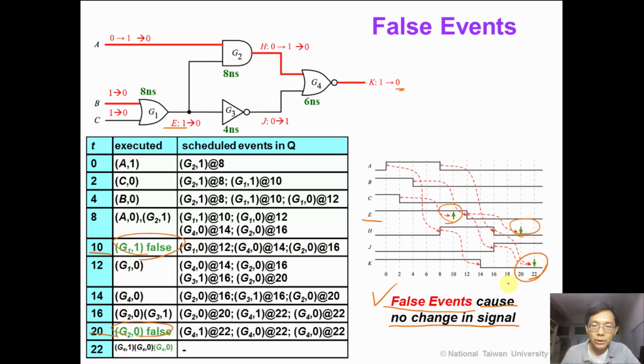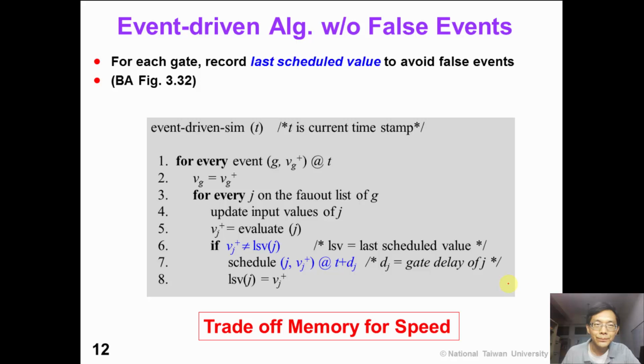False event actually does nothing. It's a waste of CPU time. So can we modify our algorithm and remove these false events? Now we show this event-driven algorithm, which takes care of the false event.